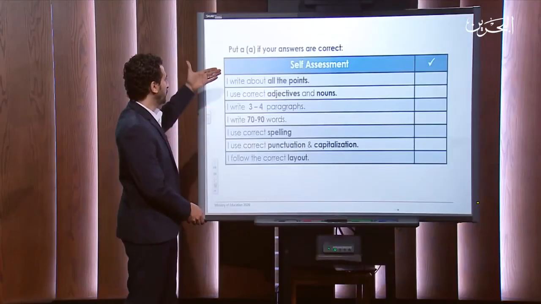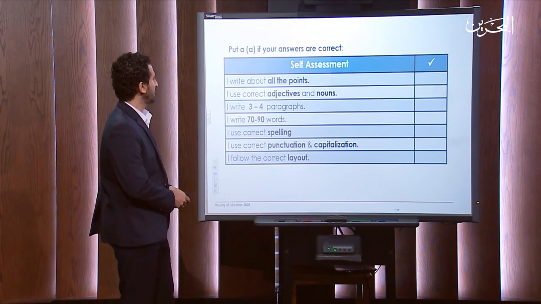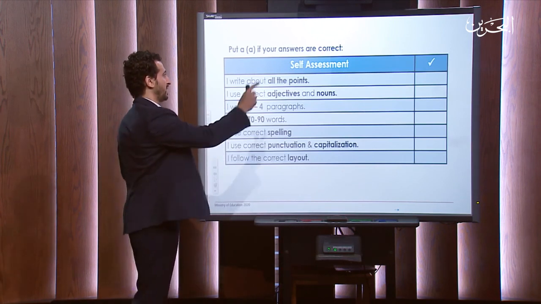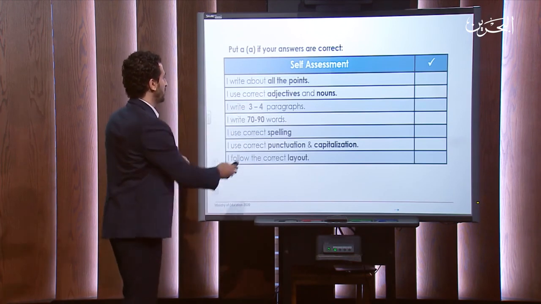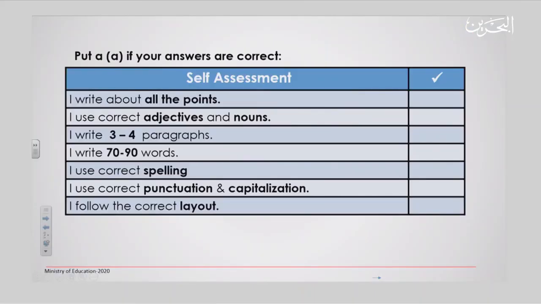All right, great job. Now, I just wanted to go through these self-assessment points, and I wanted to put a tick if you have included all of these points. So if you write about all the points, give yourself a tick. If you use correct adjectives and nouns related to food and the main elements, give yourself a tick. If you write 3 to 4 paragraphs, give yourself a tick. Again, you need to go back to the restaurant review, the model that I gave you, and follow the same steps. If you write 70 to 90 words, give yourself another tick.